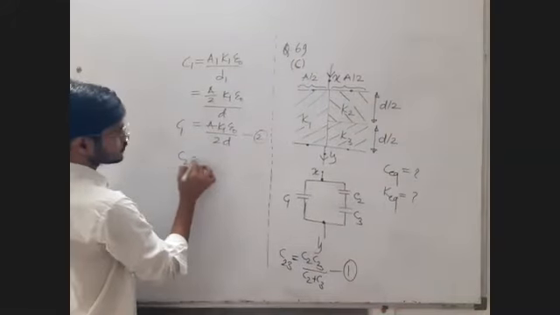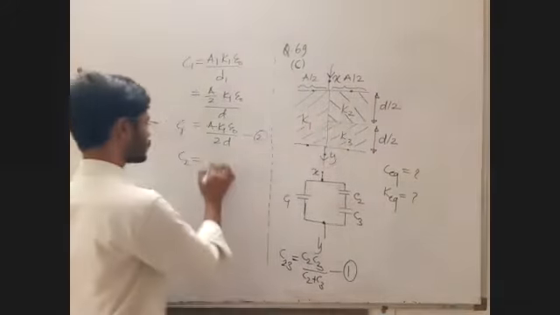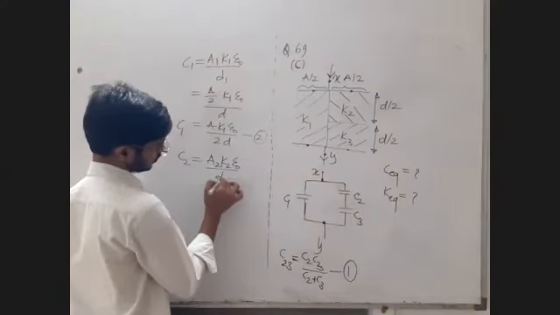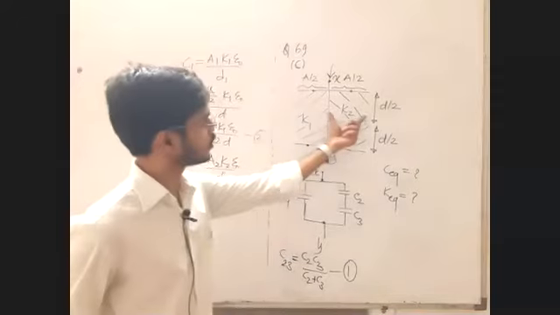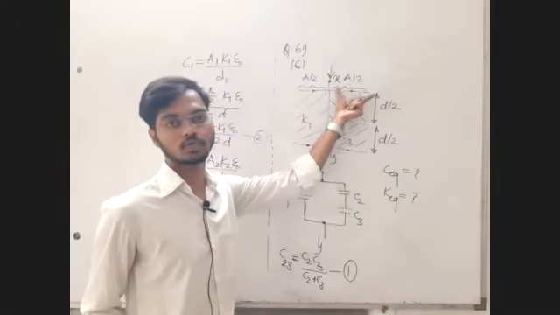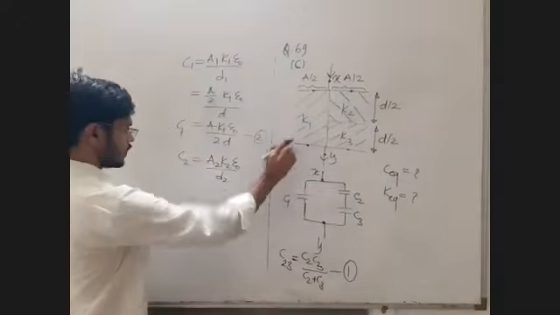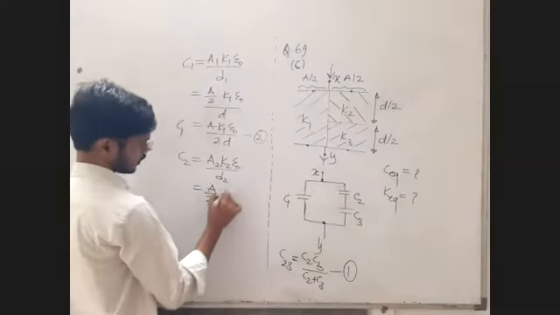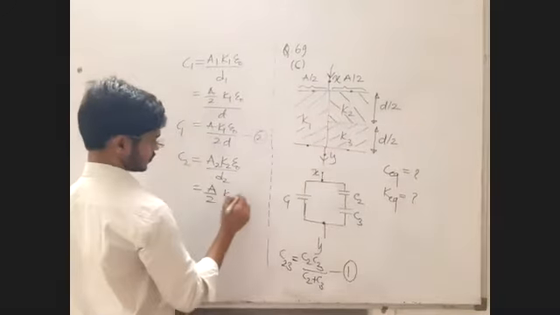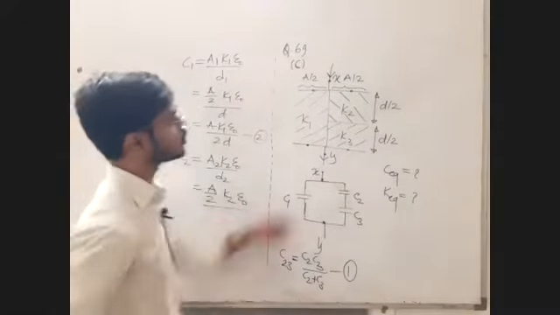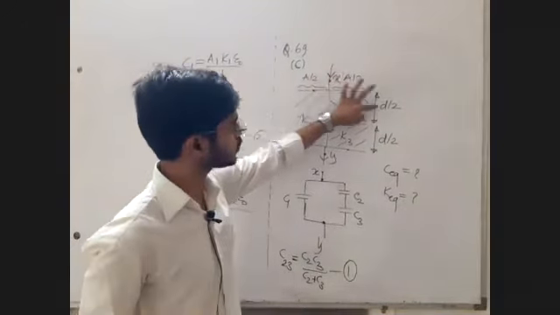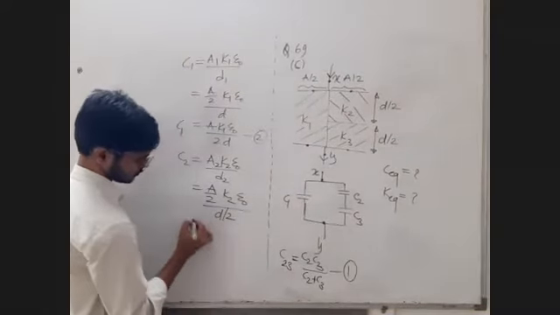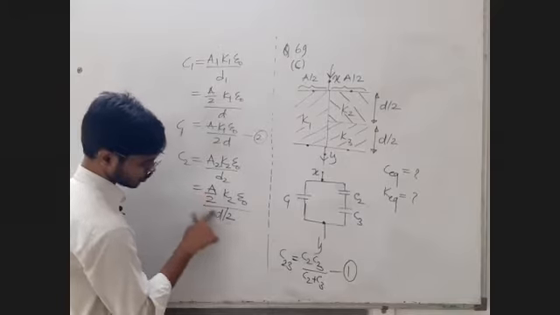Now C2. For C2, the formula is A2 K2 epsilon 0 upon D2. What is A2 for K2? A2 is A by 2. K2 is K2, epsilon 0 universally same. D2, the plate separation for K2, is D by 2. This 1 by 2 and this 1 by 2 cancel.